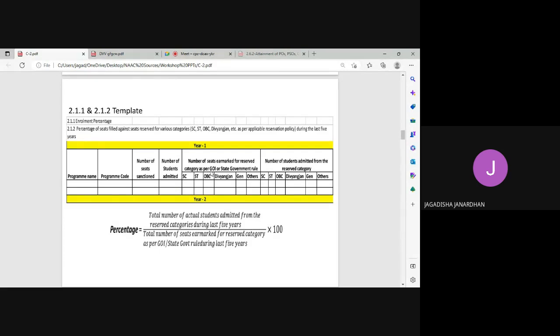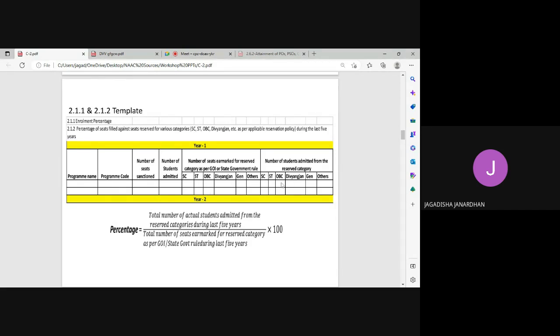The second portion speaks about the number of seats earmarked for the reserved categories as per the GOI or state government rules, according to your state government. So I have mentioned the Karnataka government rules. Here, if you have 100 seats, for SC you will mention 15, for ST 3, OBC 28, and Divyangan 4 if available. If not, 32 in the OBC column, and the remaining 50 seats in the general merit. So put together, 100 will be there.